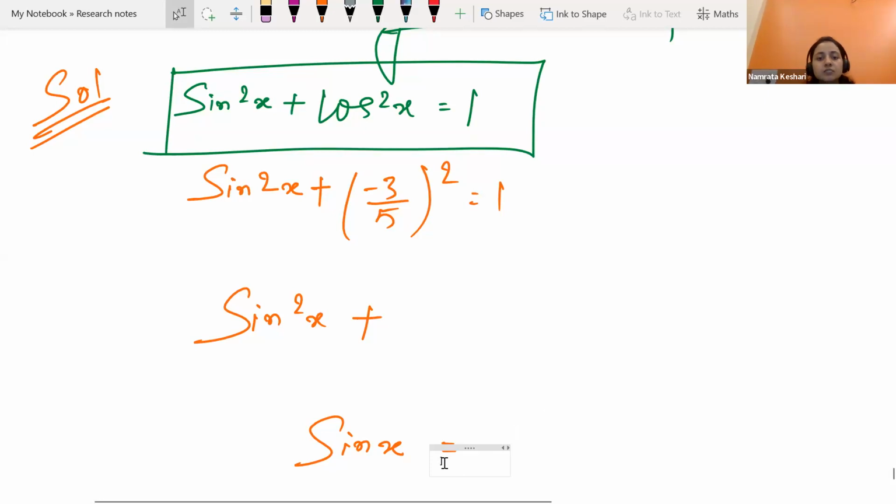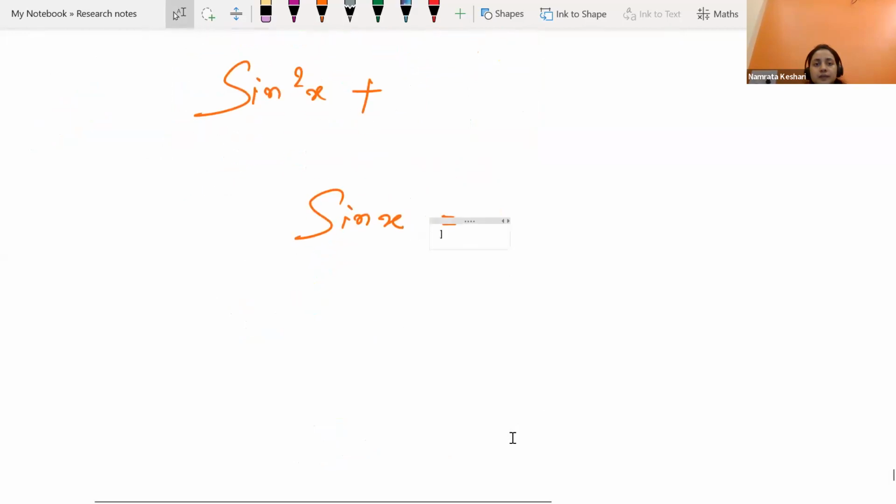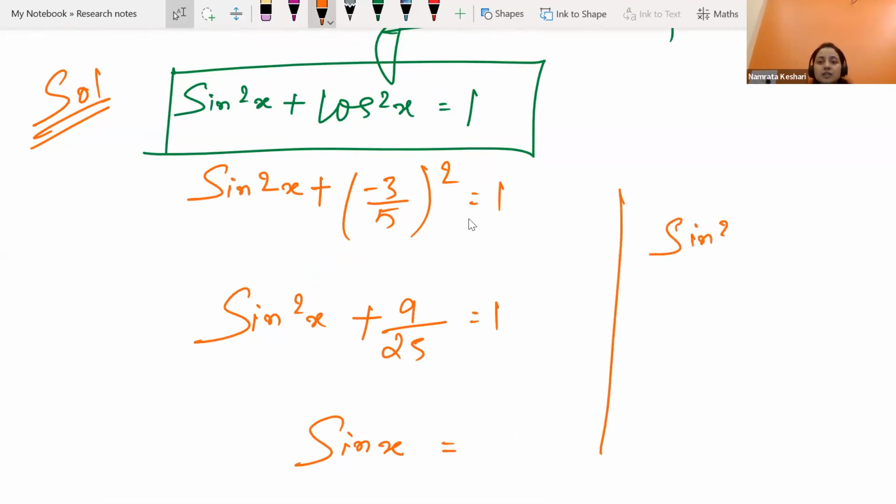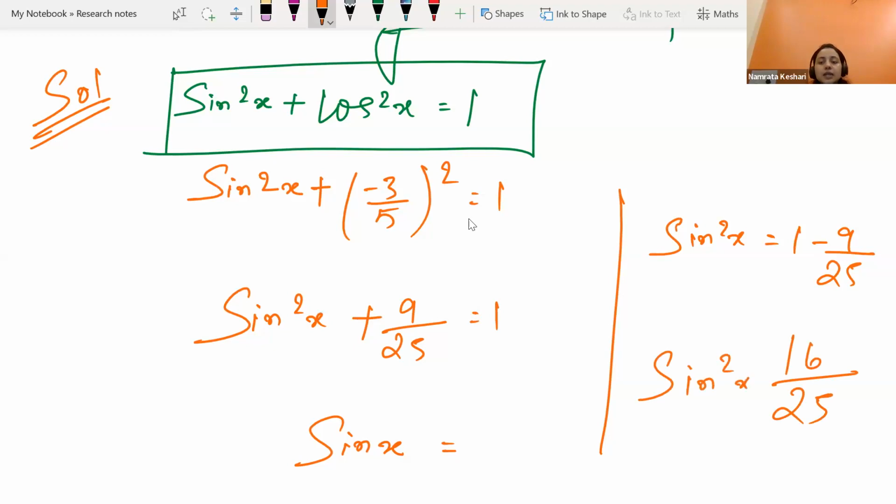What is sin x? Ma'am, is it minus 4 by 5? Minus 4 by 5. 9 by 25 is equal to 1. So sin square x is equal to 1 minus 9 by 25. 25 minus 9, 16 by 25. Sin square x is 16 by 25. So sin x will be plus minus 4 by 5.